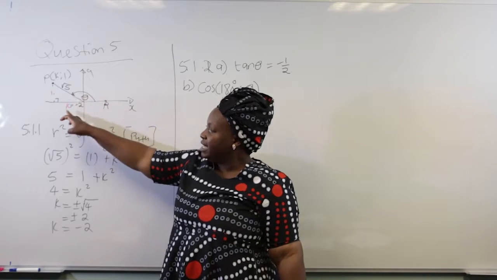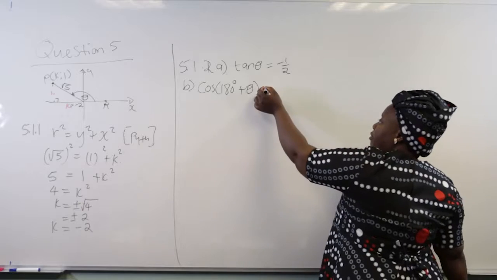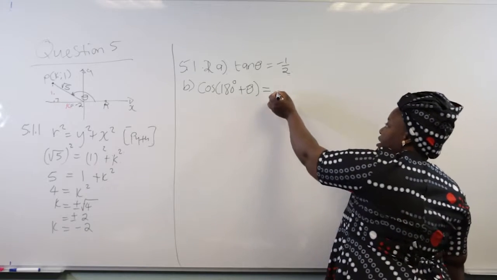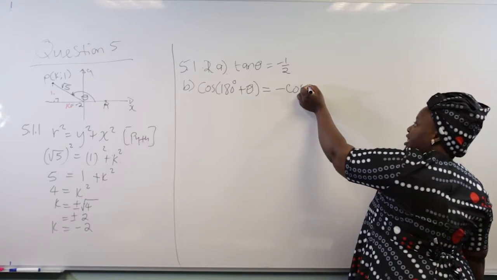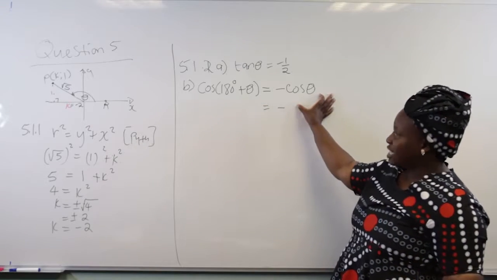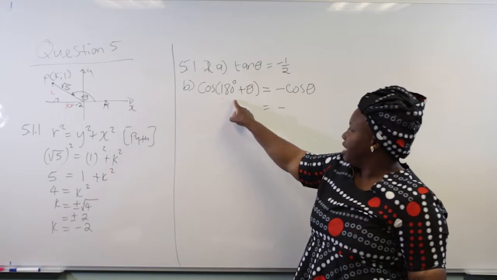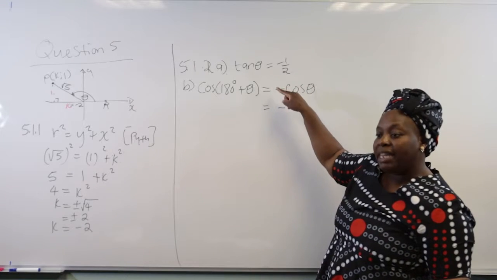So 180 plus theta was supposed to be there. So it means we're going to simplify this first by putting a negative cos theta. Remember to keep that negative with you and look for cos theta, because that's what we are talking about now. But the 180 plus theta has been represented by the negative.